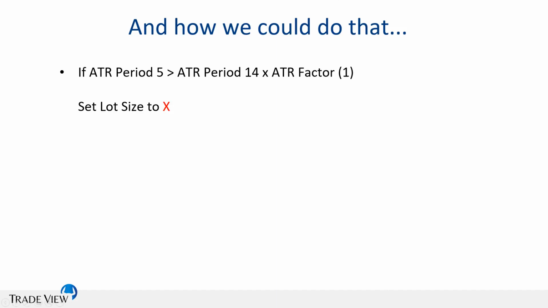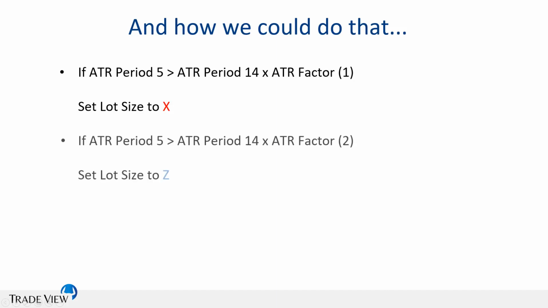Then I'm going to set the lot size, so we can build this and set the lot size to X. Okay, and then we're going to use the same calculation, but this time we're going to times it by a different ATR factor, let's say by 2. So then that means that there's been more volatility in the markets over the past 5 bars. And we're going to set the lot size to Z. So again, you could position in which way. You could become more aggressive as it scales up, or we could decrease.